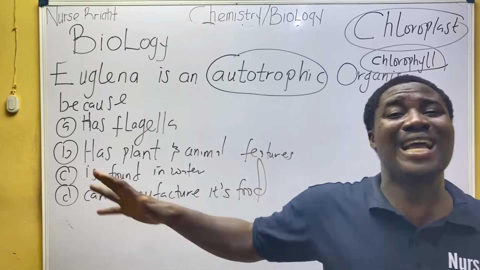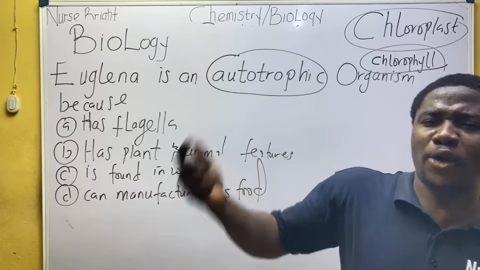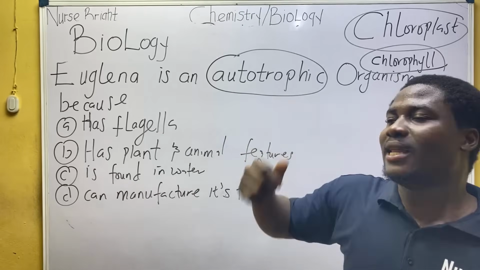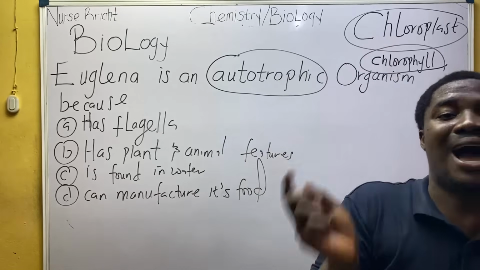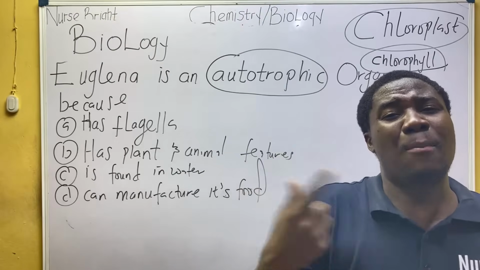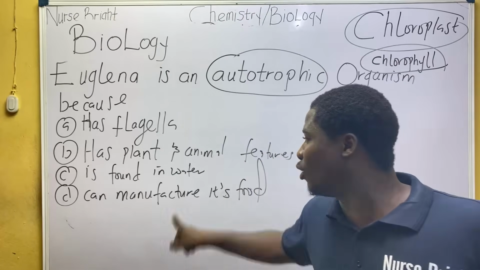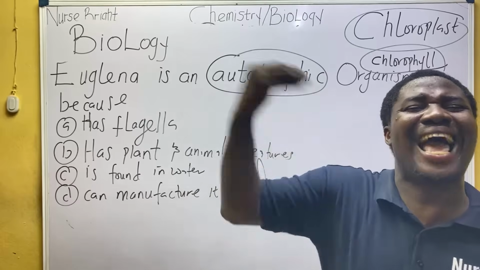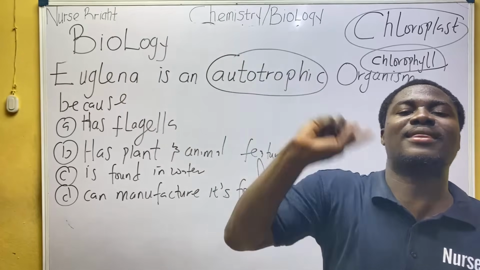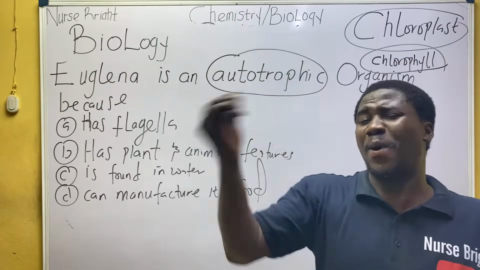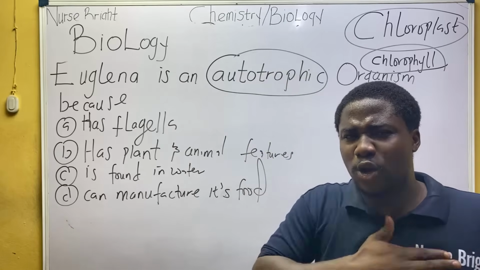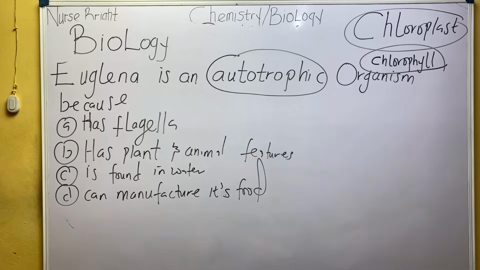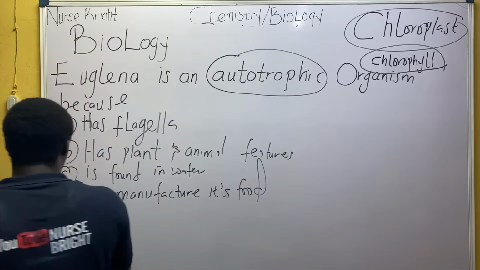And this is seen in plants only. But Euglena also has this, and when you have this, you can produce your own food. And when you can produce your own food, you are an autotrophic organism. Heterotrophic organisms are organisms that cannot produce their own food. They depend on already made food. Like we humans, we are heterotrophic in nature. We are heterotrophs.